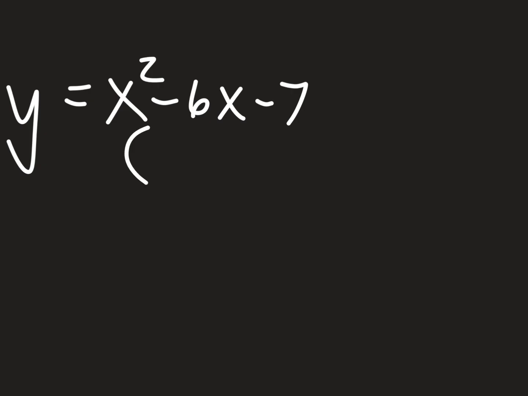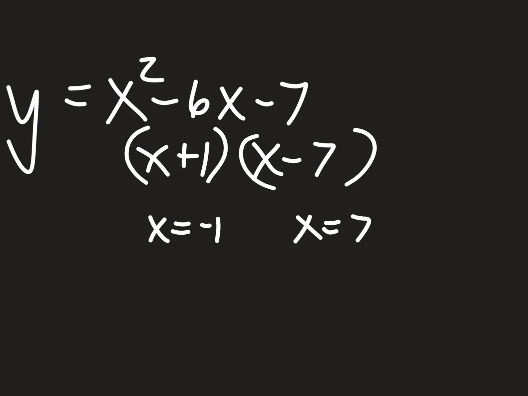So I could just factor this. What are you doing, Mr. Server? You told us to find the answers. If you can factor it, you should. Because look, the answers are x equals -1 and x equals 7. See how much faster that is than the quadratic formula?